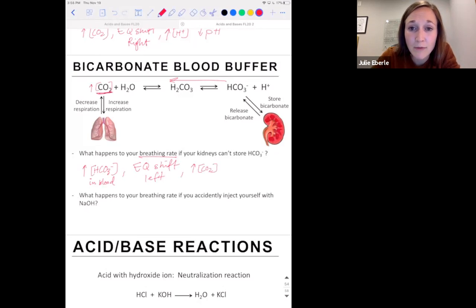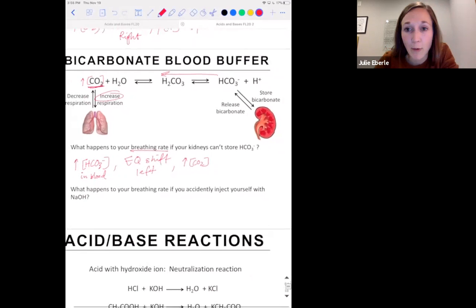And if we have a buildup of CO2 in our blood because our equilibrium shifted left, how could our breathing respond to restore that, to fix that? Well, if we have too much of it, we could get rid of some by breathing out more heavily, by exhaling it. So if we would increase respiration, that would help in this scenario. So we would hyperventilate.